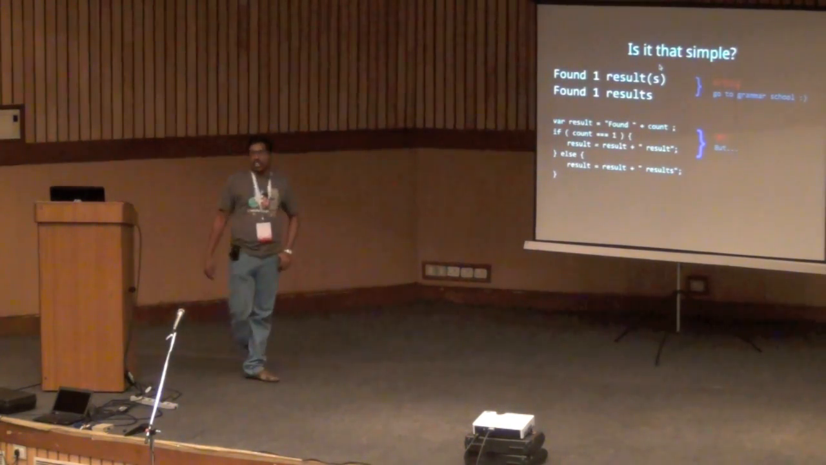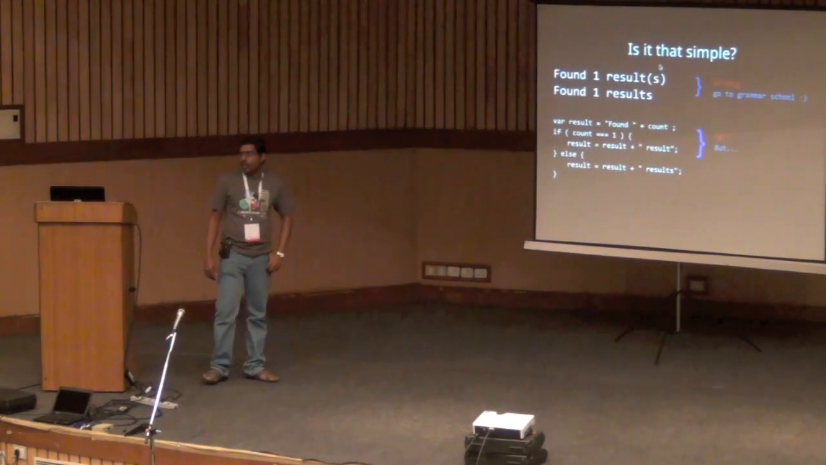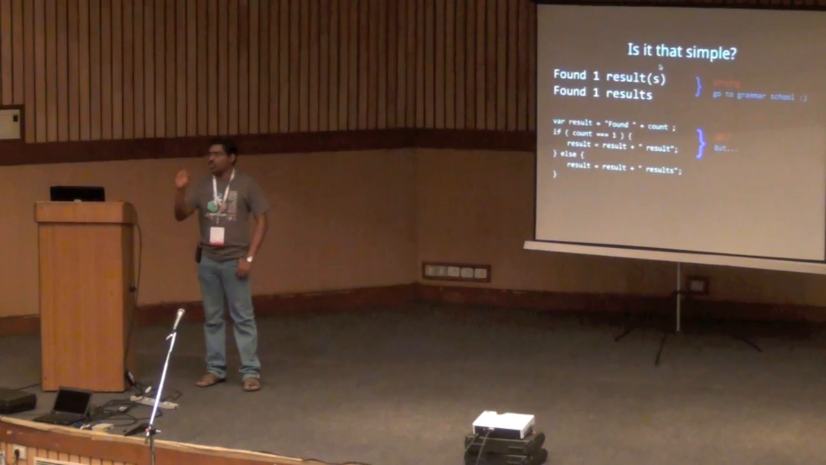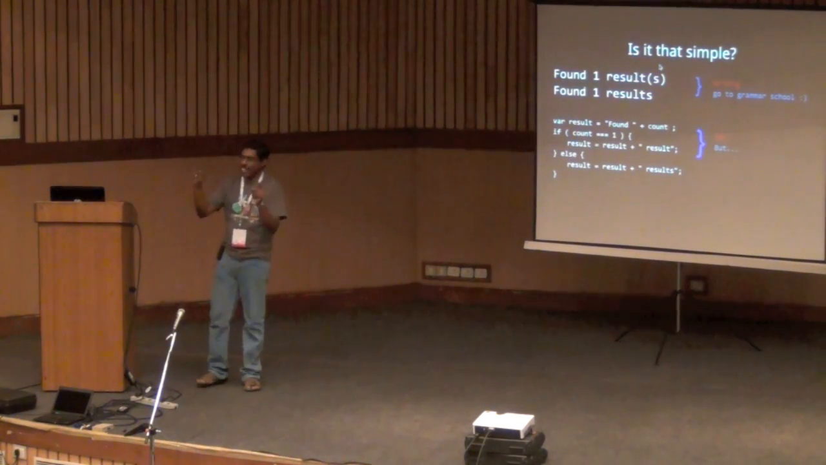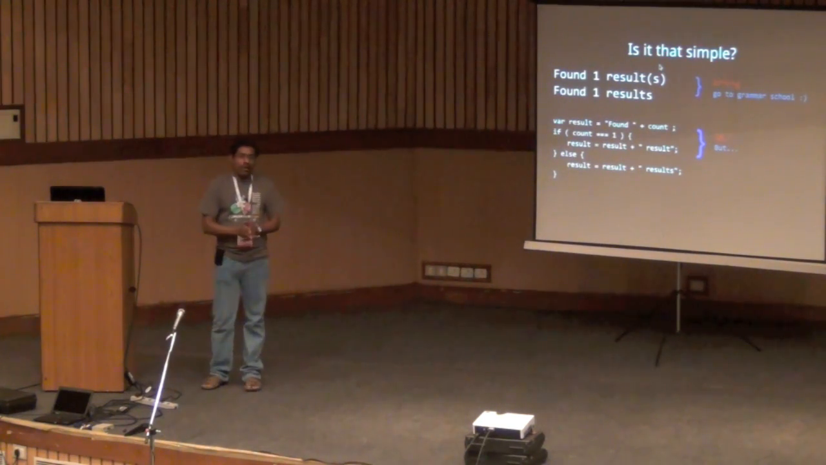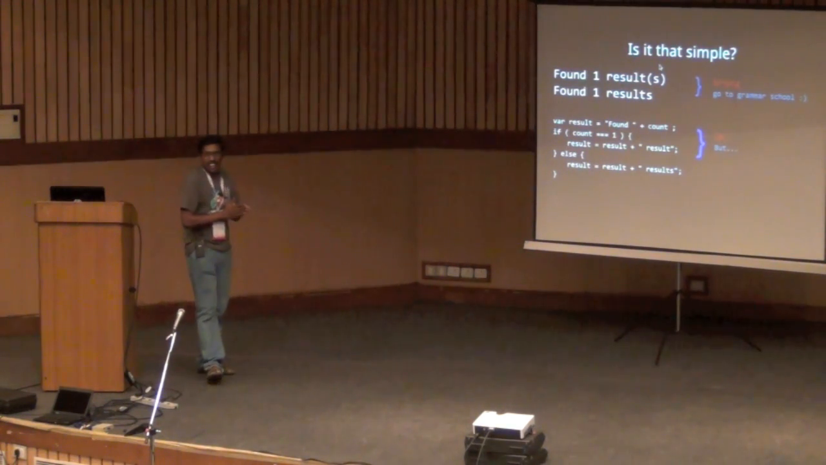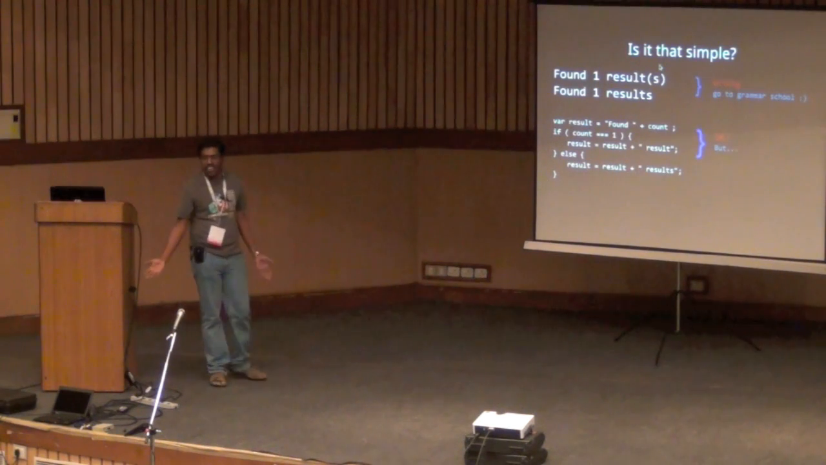Suppose you are doing some search. You will get search results, and you need to display the text dynamically, right? What you need to display is "found one result." But you don't know how many results you will get, so you put in brackets "(s)". Or you are sure that you will always be using "results." Both of them are completely wrong, right?